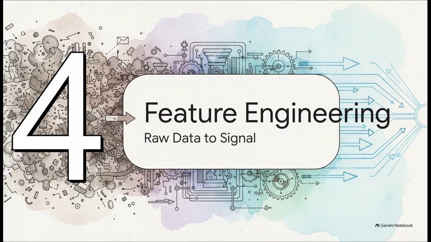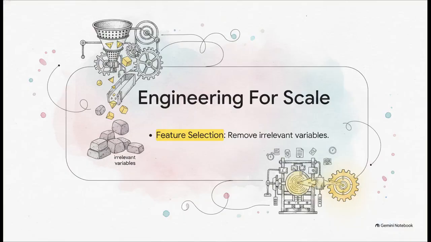Section 4. Feature engineering for scale. So this is the refinement stage of the pipeline, where raw data is transformed into clear, actionable signals. It breaks down into 2 main parts. Feature selection, which is actively removing irrelevant or redundant variables. Let me tell you, dropping this dead weight leads to much faster, far more accurate models.